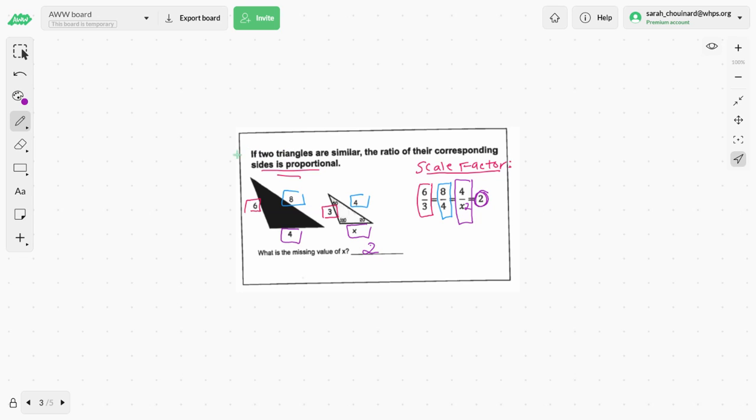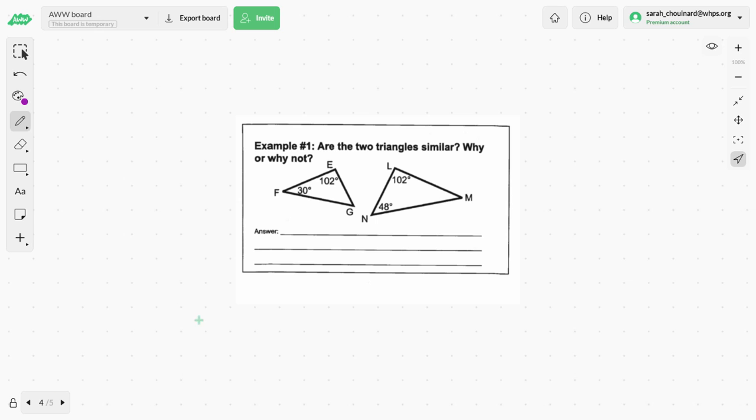So we need to know this fact. If two triangles are similar, their sides are proportional. And as we said before, their angles are congruent. So just a quick reminder, angles are congruent, or in other words, they're equal.